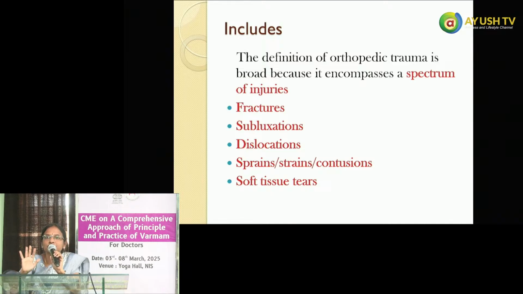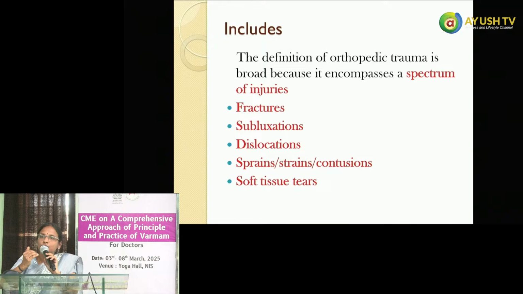What do we mean by injury to all these areas? For bones, it is fractures. For joints, it means subluxation and dislocation. And for soft tissues, it will be sprains, strains, contusions or tears. This is a very broad spectrum, so we will focus mainly on fractures. The fracture part we will discuss.